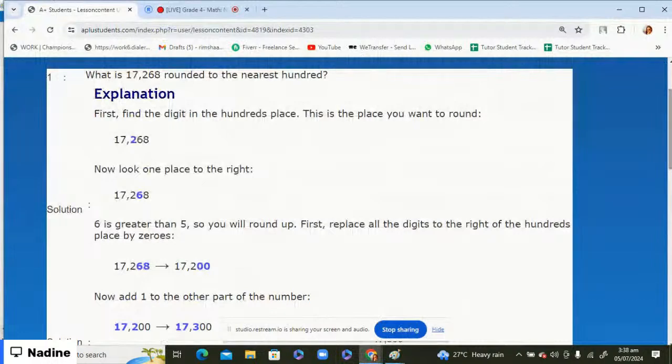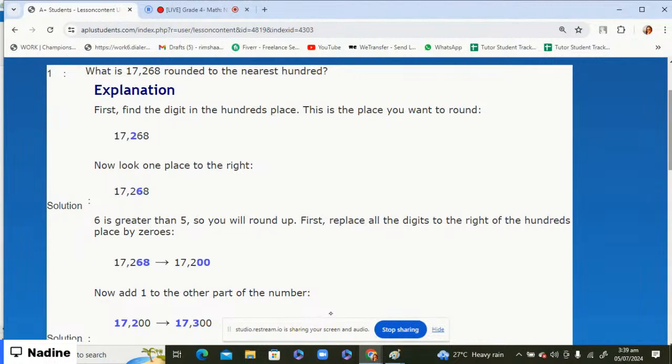Where is the hundred place? First is ones, tens, and hundred. So you round out the 2, but you check the number next to it, which is this one, 6. If 6 is greater than 5, this can be changed, you are going to add up with 2. If this number is less than 5, you are not going to add up with 2 and the number is moved to the back. So there is 6 which is greater than 5, so 2 can be changed into 3. So it means that 17,300 is your answer.